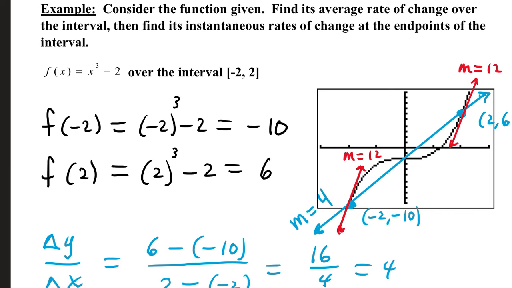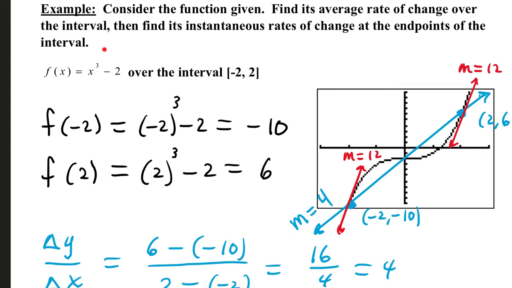Let's find its slope. The function values change from 6 to negative 10. That has a distance of 16 units. The interval length from negative 2 to 2, that's 4 units long. So we have a vertical change of 16 over a horizontal change of 4 for an average rate of change of 4. That's the slope of this blue line.